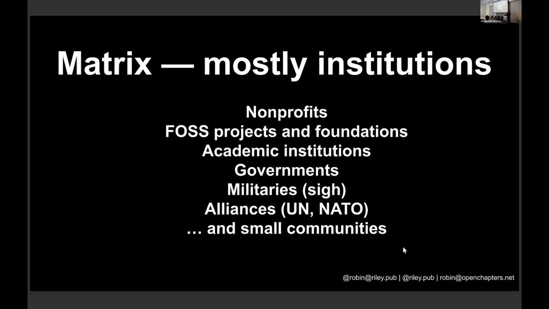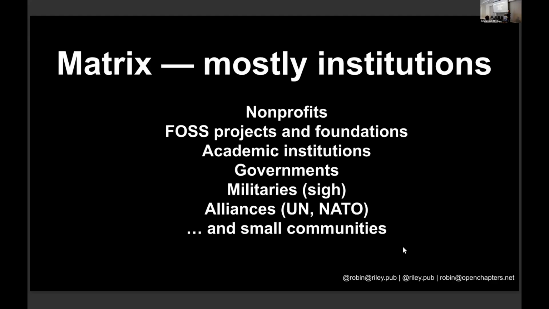And so we see Matrix used frequently by organizations. A lot of nonprofits, particularly in advocacy work, use Matrix. Naturally, a lot of free and open source software projects use Matrix. If they're not using IRC or Slack or Teams or whatever, they're using Matrix, particularly in the Linux world. Academic institutions make a lot of use of Matrix, mostly in Europe. There are dozens and dozens of universities in Germany in particular that are using Matrix. Governments use Matrix. France has made Matrix one of the two communication methods that is acceptable for real-time communications within their government from top to bottom.